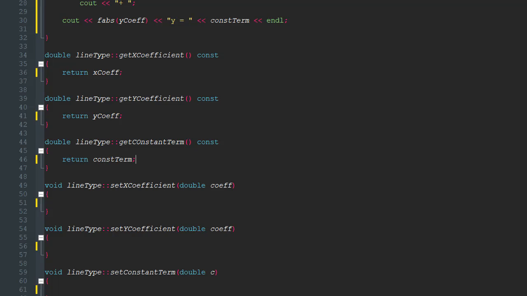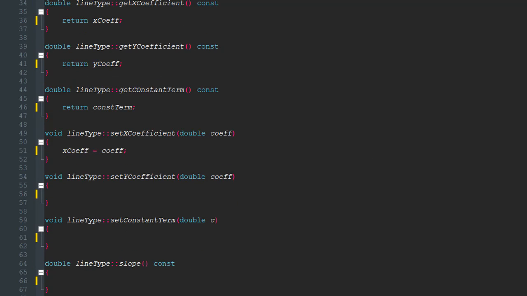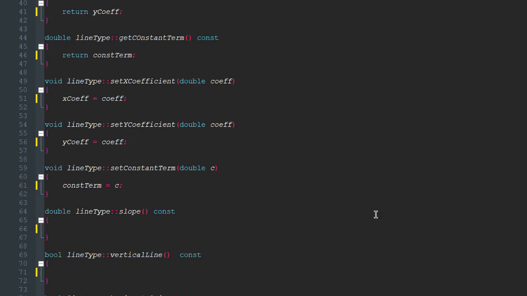And under set x coefficient, all we need to do is make x coefficient equal to cof. And for set y coefficient, all we need to do is make y coefficient equal to cof. And for set constant term, it's also very simple. All we need to do is write in constant term is equal to the c value right there. And for returning the slope, all we need to do is write in return negative x coefficient divided by y coefficient.